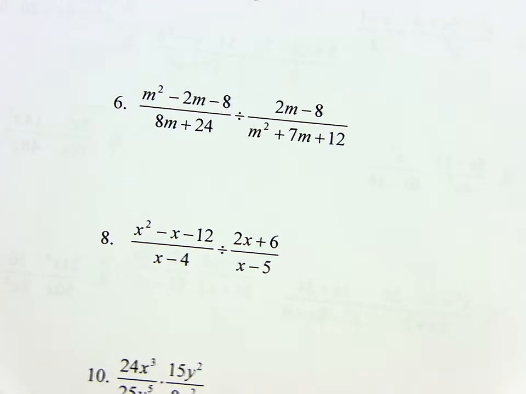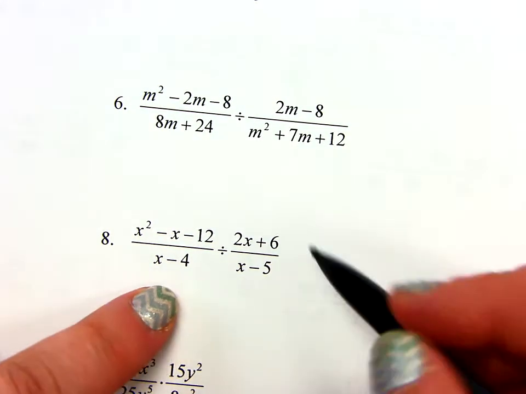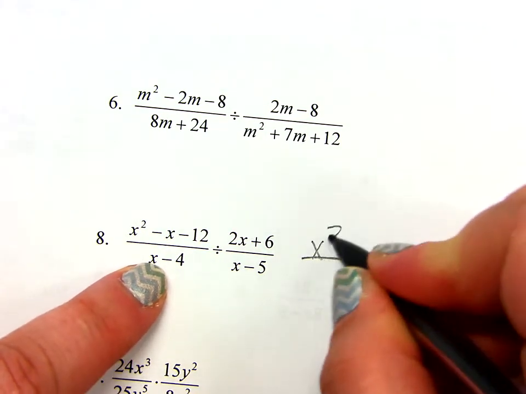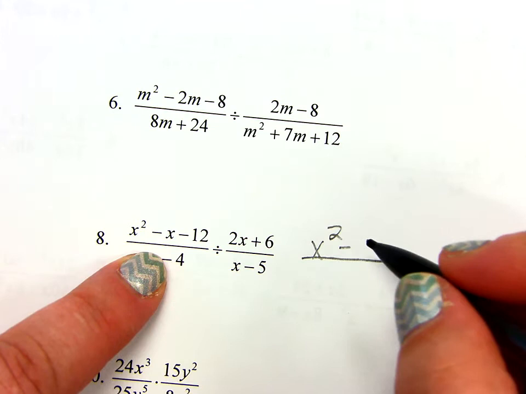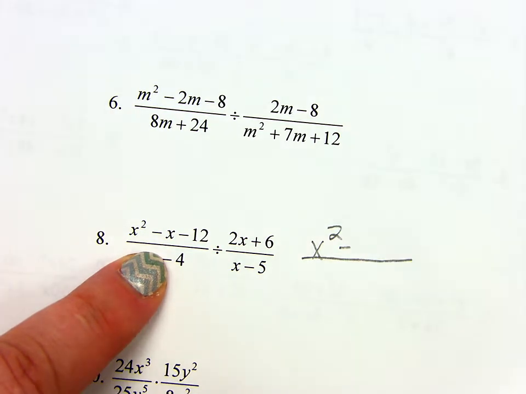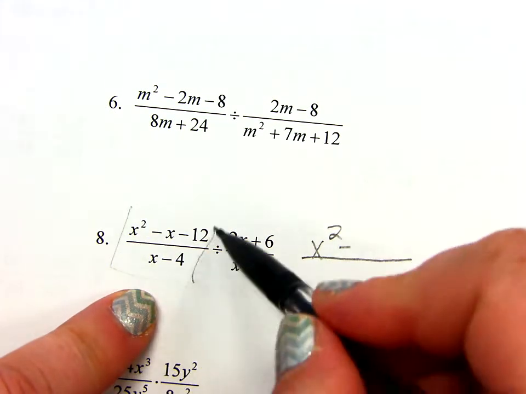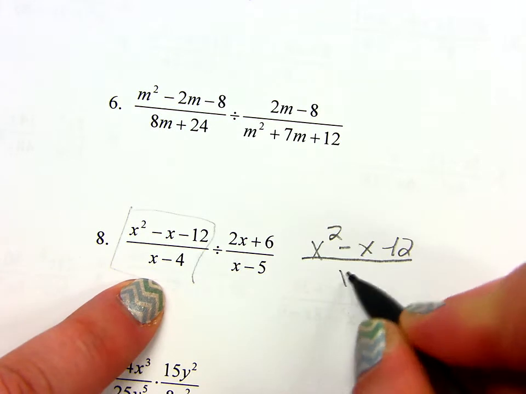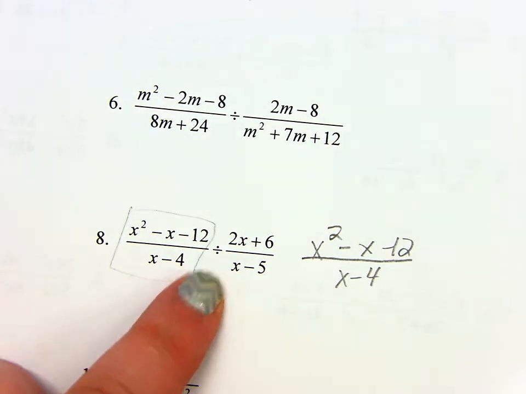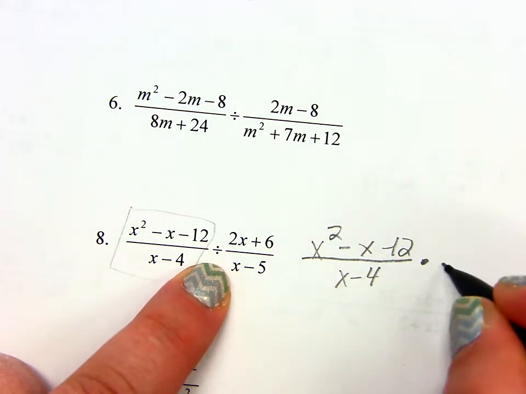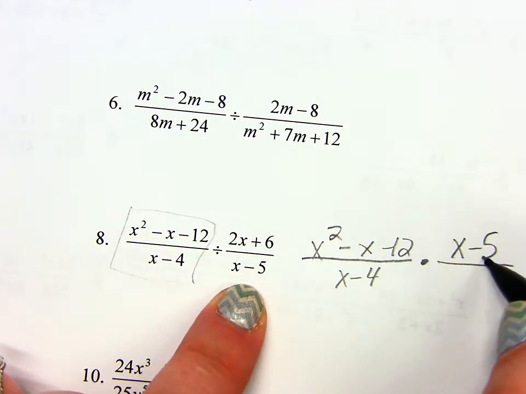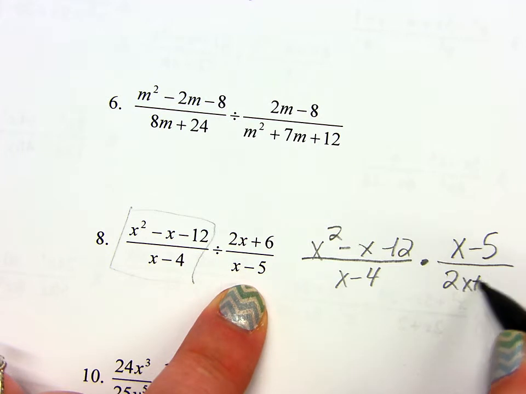And you just learned how to do those. So before you do anything, you do have to rewrite it. I know it's a little tedious, but what are you going to do? Does everybody know what I mean when I say keep, change, flip? Keep and change the sign, and then you flip the fraction. Exactly. The first fraction, you keep it exactly as it is. So x squared minus x minus 12 over x minus 4. Keep. Change to multiplication, and then you flip the second one and take its reciprocal. So now I have x minus 5 on top and 2x plus 6 on the bottom.